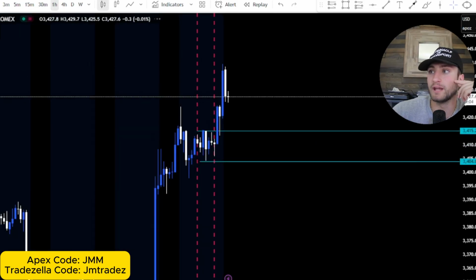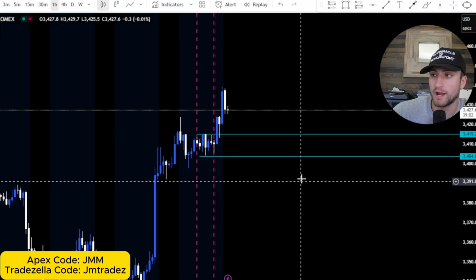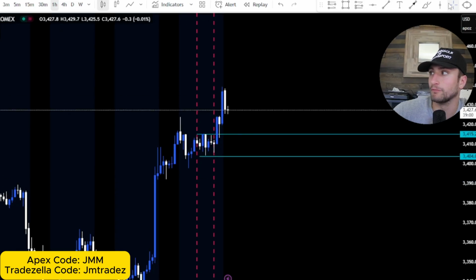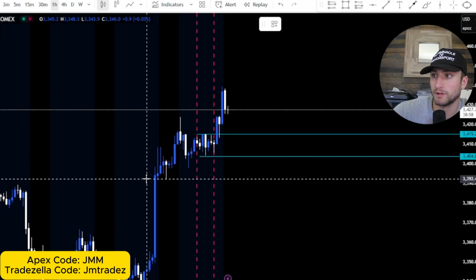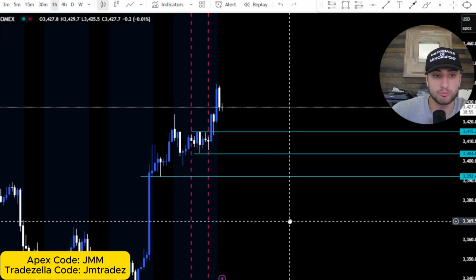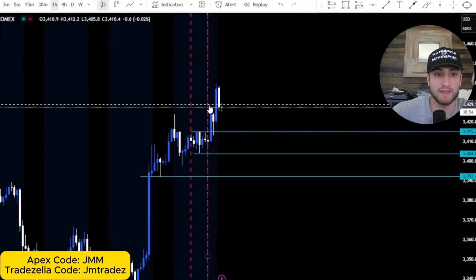You also could go down to the hour time frame and look for 1 hour swing points. So what do we have right here? We have a 1 hour swing point right here. Any 1 hour swing point can work. It doesn't have to be within this box.